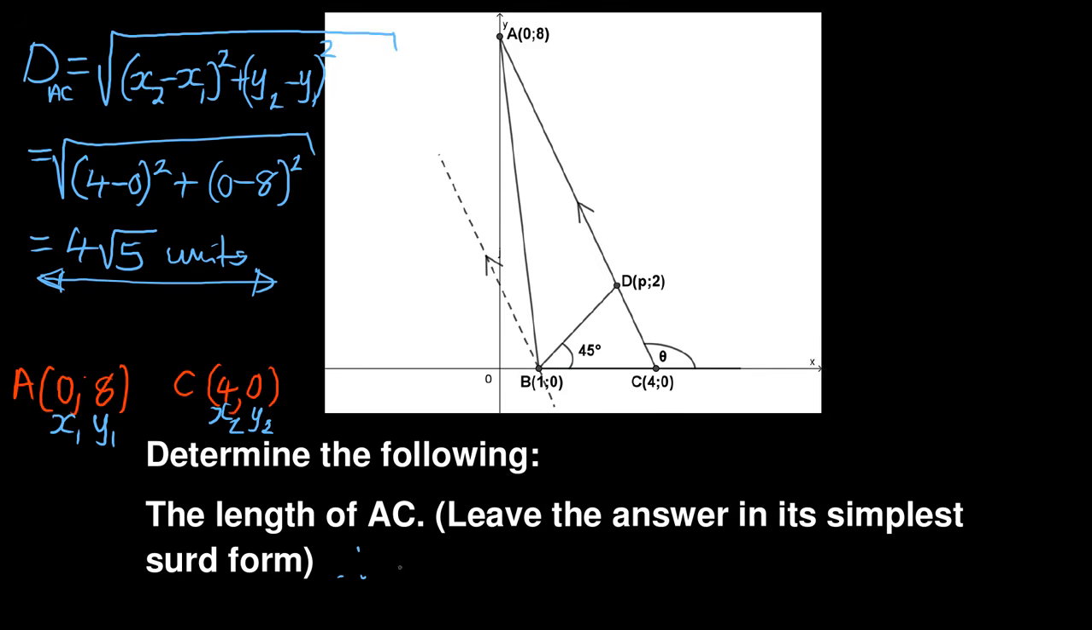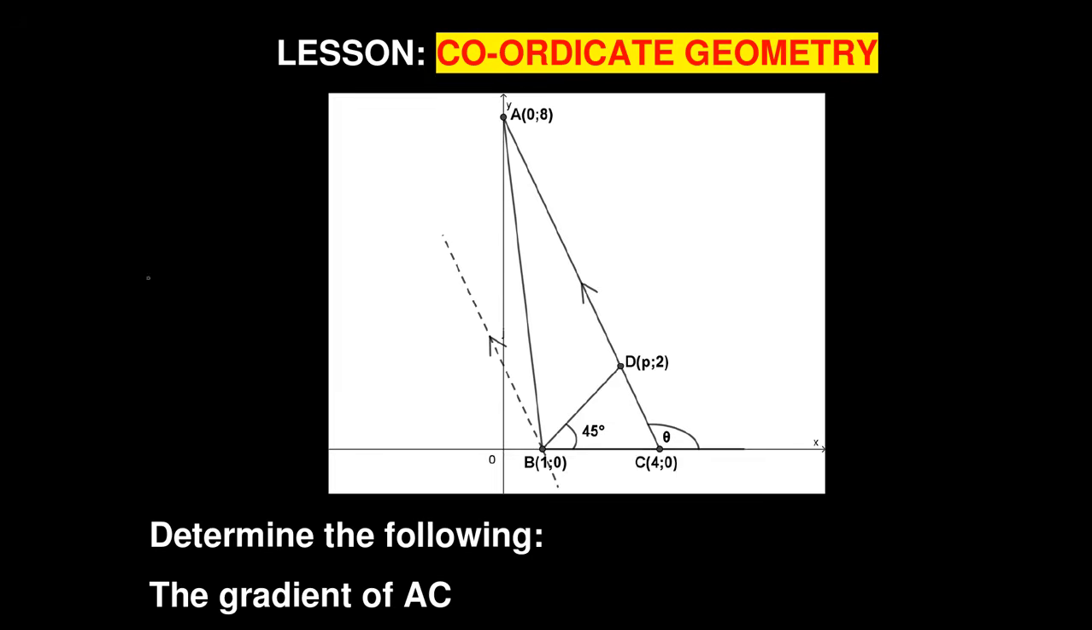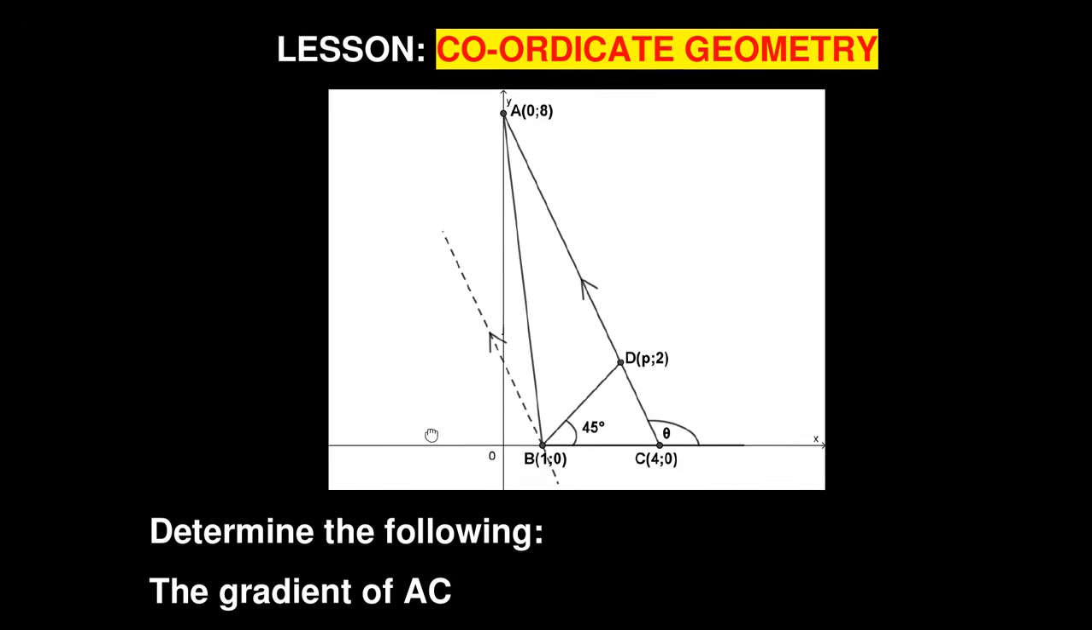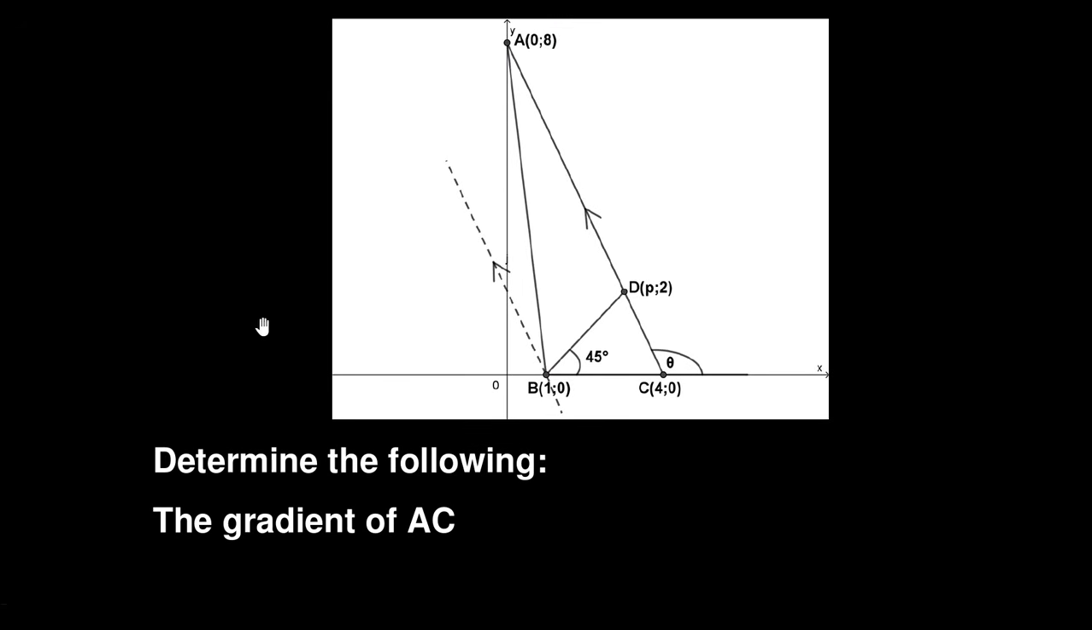Then you can say therefore length of AC is equal to 4 root 5. So that is how you calculate that. So as you can see, the information that they are asking is in the diagram. You just need to understand how to interpret the diagram. Let us look at the next question again. It is still on the same diagram. It says determine the following, the gradient of AC. Again, this question wants us to find the gradient. And what am I given?